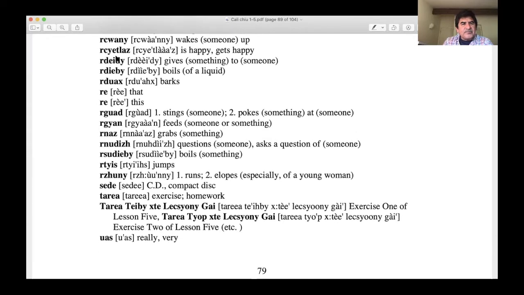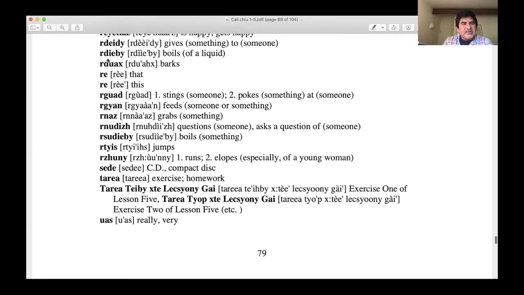Kitlas. That R, you can hardly hear it, I know. So one more time. Kitlas. Rdeid. Rdiev. Rdosh.